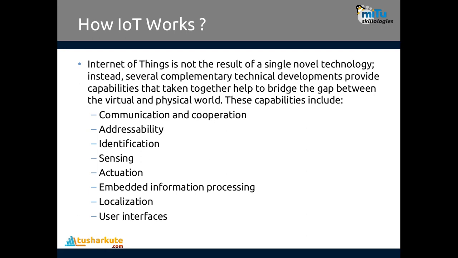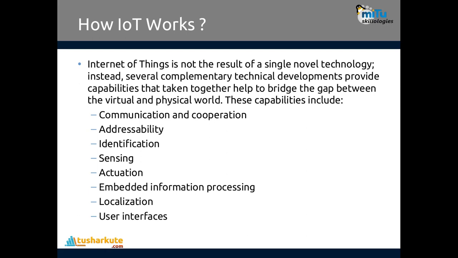Localization means you are going to make use of this IoT system in a particular area. When we deploy the IoT system, it must be compatible with the area where we deploy it. That is localization, and the most important is user interfaces.